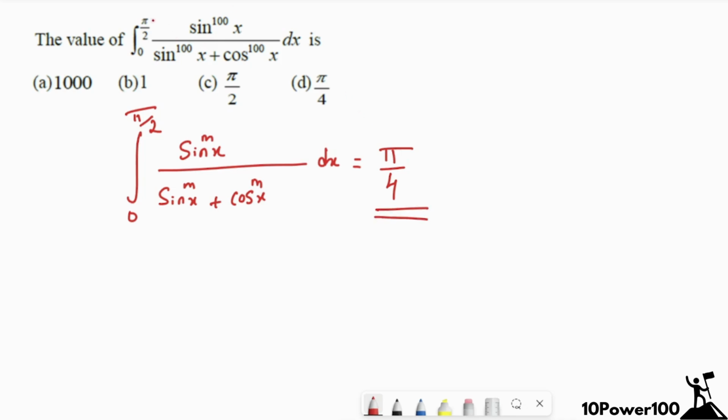Now if you see this problem, 0 to pi by 2 sin x power 100, and the denominator is also the same. So what will be the answer? It is pi by 4. Very simple, children. You need to remember this formula so that you can answer easily.